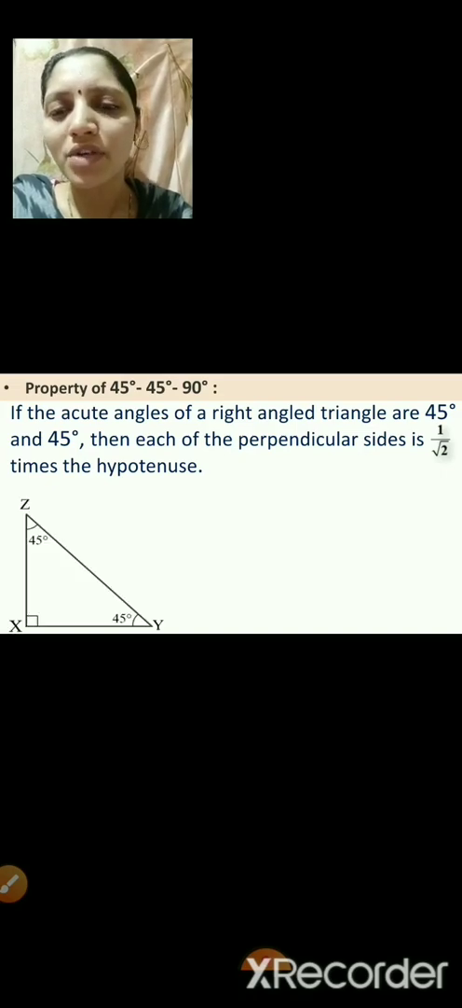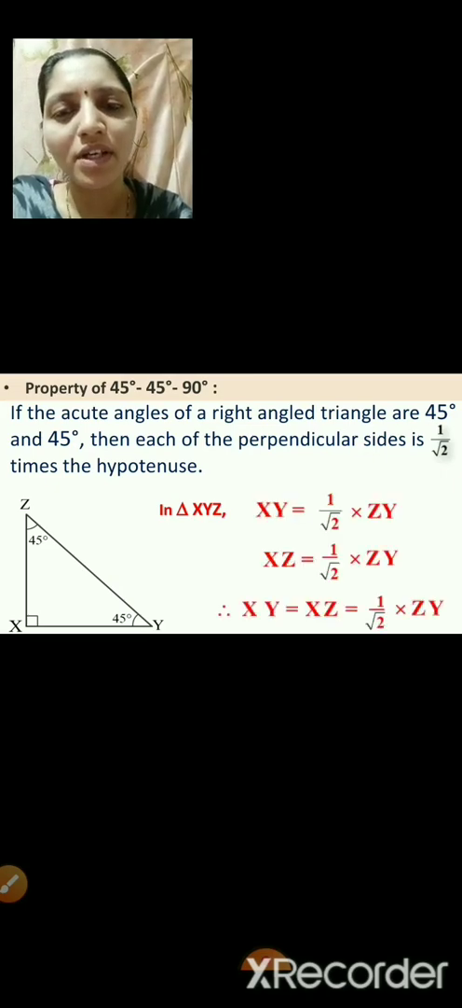Then we have learned about the property of 45 degree, 45 degree, 90 degree triangle. Here, if the acute angles of a right angle triangle are 45 degree and 45 degree, then each of the perpendicular sides is 1 upon root 2 times the hypotenuse. Now here we have to consider one triangle XYZ. In that, angle X is 90 degree and the remaining angles, that is angle Z and angle Y, are 45 degree. Then we can say that the perpendicular sides are 1 upon root 2 times the hypotenuse.